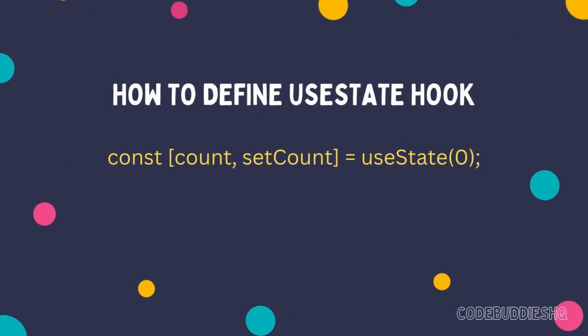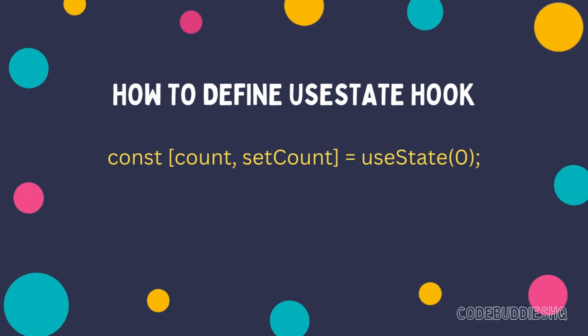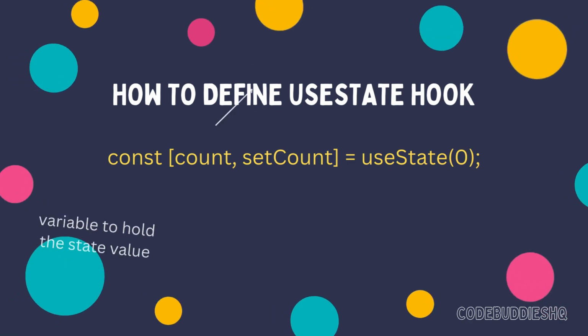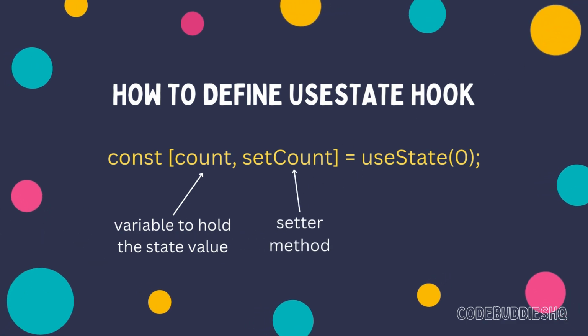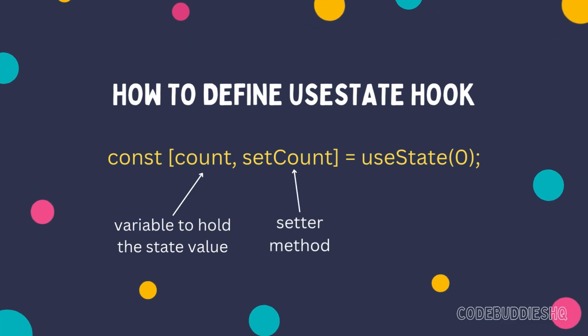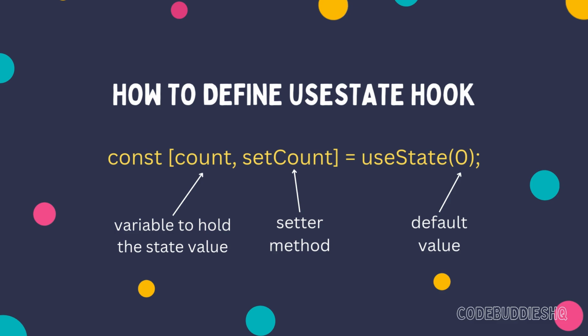const [count, setCount] = useState(0). Here, count is the variable which holds the value. setCount is the setter method which we use to update the state. 0 inside the useState is the default value.